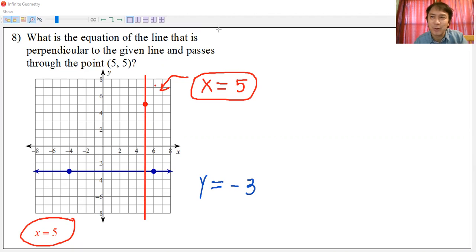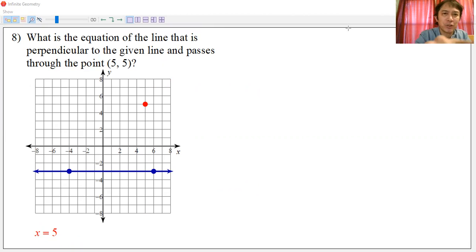So just remember, if the lines are vertical, it's x equal to something. If the lines are perfectly horizontal, it will be y equal to something. Don't forget that. All right, let's continue with the next number. Let's proceed to number 9.